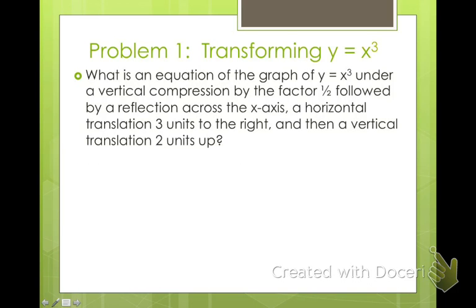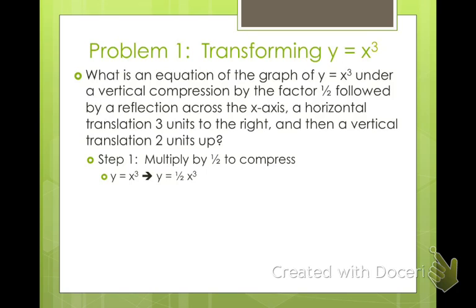So the transformation of y equals x cubed was an equation of the graph of y equals x cubed under a vertical compression by a factor of 1/2, followed by a reflection across the x-axis, a horizontal translation 3 units to the right, and then a vertical translation 2 units up. Okay, so we're going to use x cubed as our base. If we want to compress by a factor of 1/2, then we need to multiply by 1/2. So that'd be 1/2 x cubed. And then we want to reflect across the x-axis, so we need to multiply by a -1. So that makes it a -1/2 x cubed.